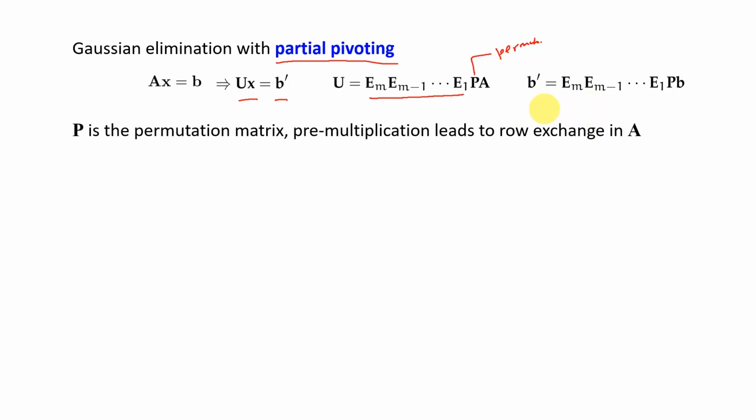Similarly, the B prime on the right hand side is a series of E matrices multiplied by a permutation matrix multiplied by B. When we multiply by a permutation matrix, it will lead to a row exchange in A and also a row exchange in B, of course, but we are mostly interested in the row exchange in A. And we have also discussed that when we multiply many permutation matrices, the product will again be a permutation matrix. So this P is essentially a product of many permutation matrices.